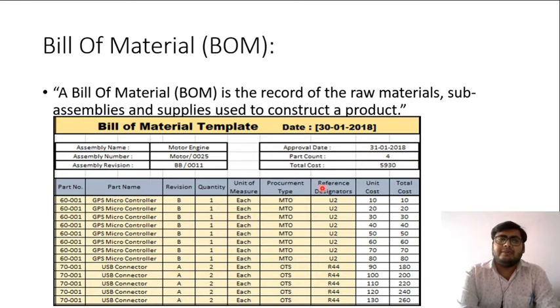This is a simple example of bill of material. We will see in detail what information bill of material has. But basically bill of material will have information of raw material, assemblies, sub assemblies, etc. And it is very useful, and almost all the manufacturing industries will use bill of materials for their products.